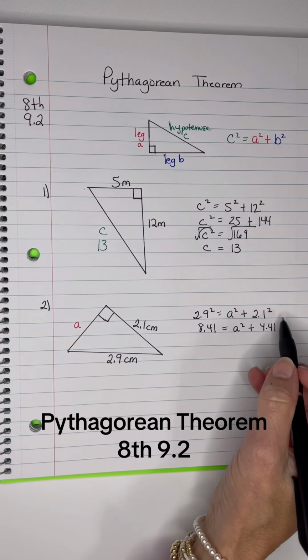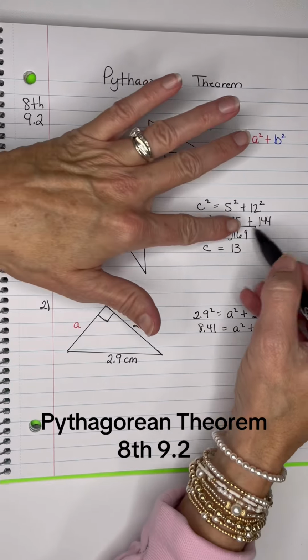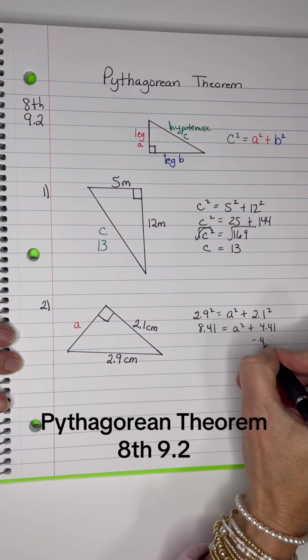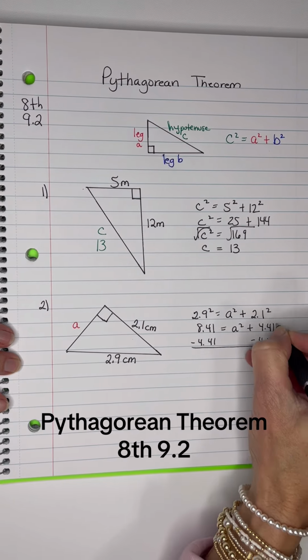All right, if I'm ever looking for a leg, I end up having to subtract. If I'm ever looking for the hypotenuse, it's just going to be an adding problem. So when I say subtract, this is what I mean. Let's subtract 4.41 from both sides.